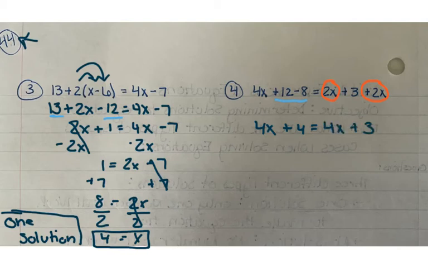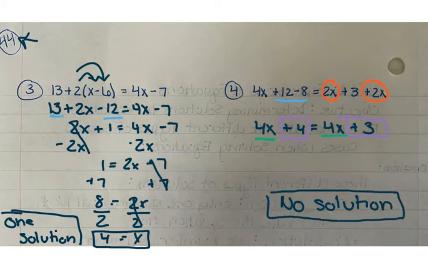So the minute I see the same coefficients with the variable, I know it's either going to be infinitely many solutions or no solutions. So once I find that, I'm going to go ahead and look at the constants. Well, my constants are different. So this would be no solution. I don't need to go any further.